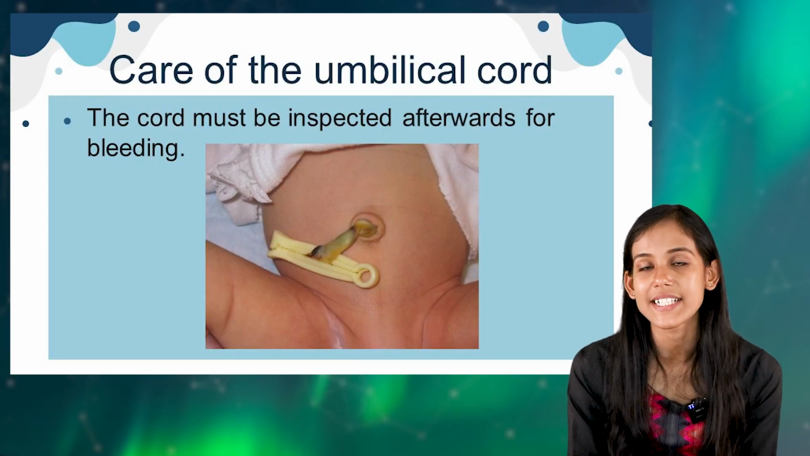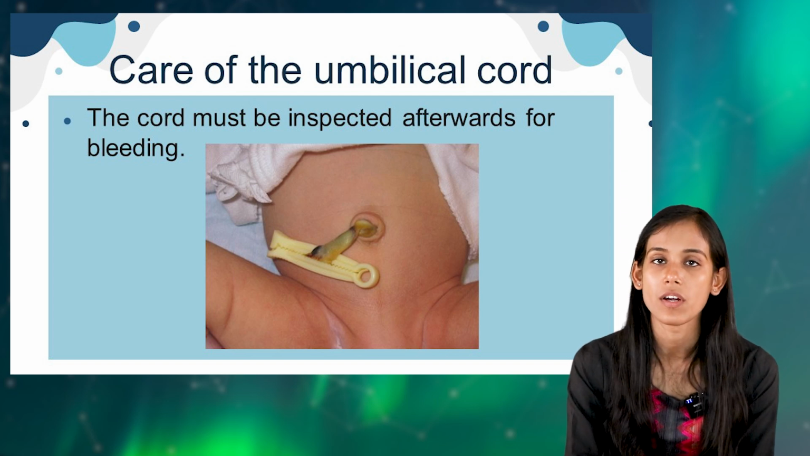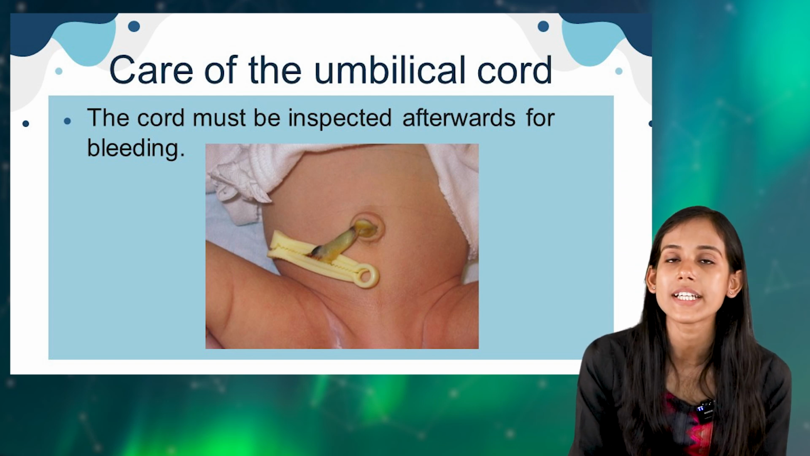Now the next thing is care of the umbilical cord. When we cut the umbilical cord, we cut it at around 2 to 3 centimeter from the navel. And while cutting the umbilical cord, or while taking care of the umbilical cord, we have to follow the aseptic technique. So you have to inspect the cord afterwards to see if there is any kind of bleeding.